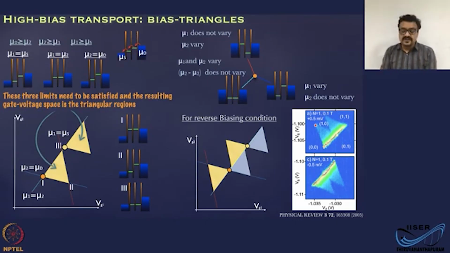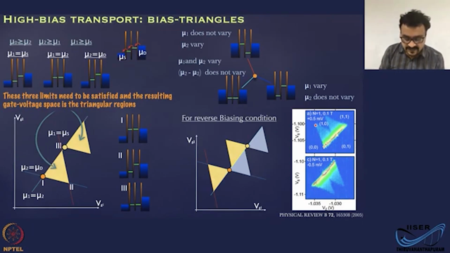So these three slopes are here. And whatever conditions we discussed here: in one case mu2 is resonant with the drain, in the second case mu1 is equal to mu2, and in the third case mu s is equal to mu1. These are the three conditions, and these lines are the limiting cases for these conditions. What that means is, for a current to flow through the system, you need to have these three conditions met, or the area in the VG1, VG2 space enclosed by these three lines should satisfy these three conditions together.